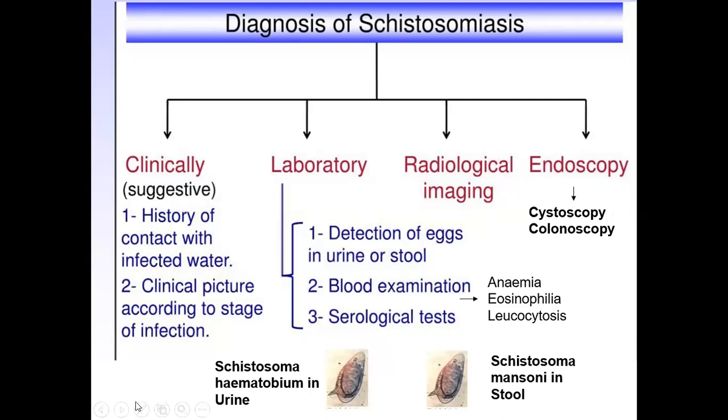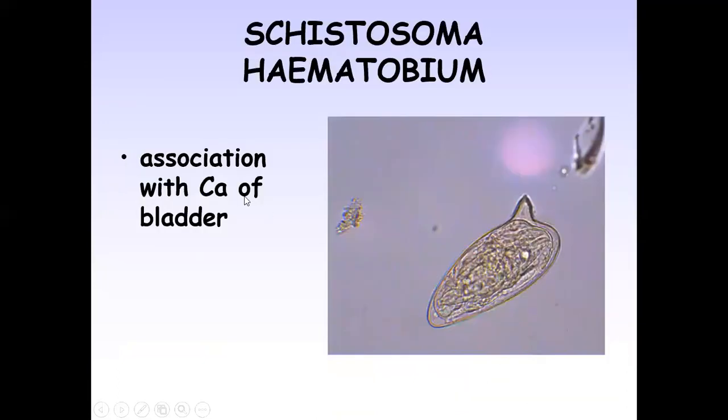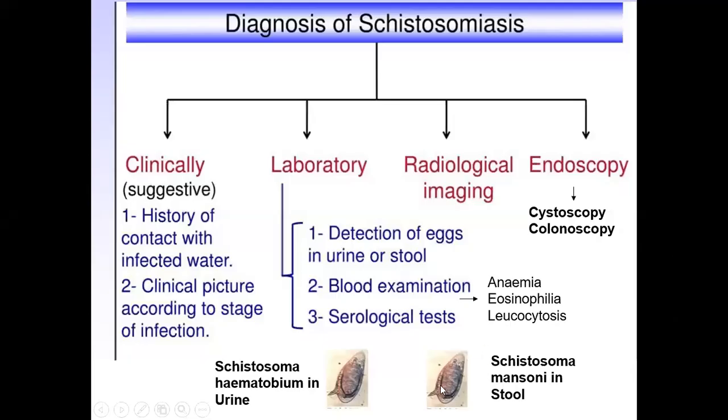And in case of hematobium, as you can see, there is the lateral spine. This is the wrong picture which has been added over here, but there should be a straight spine.